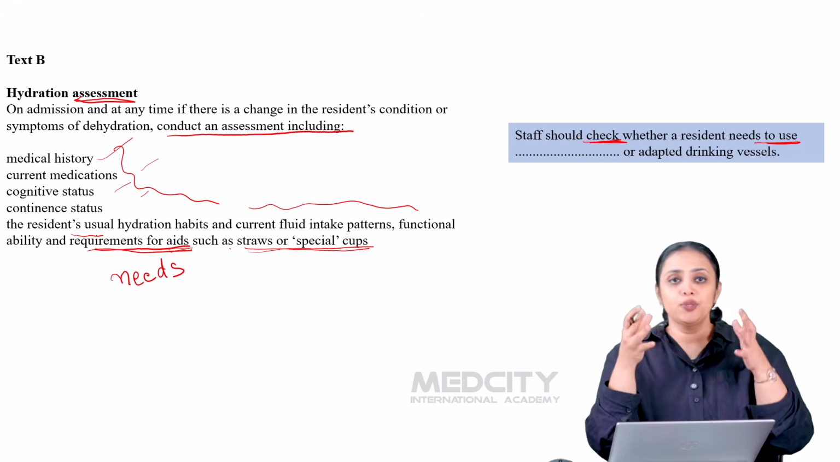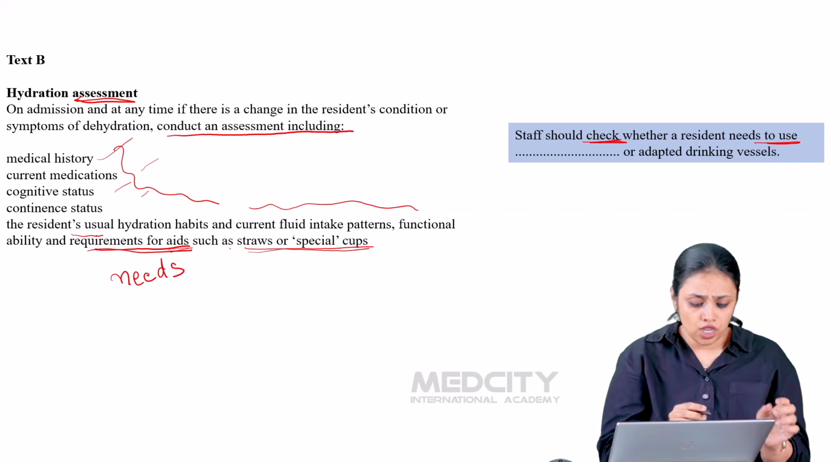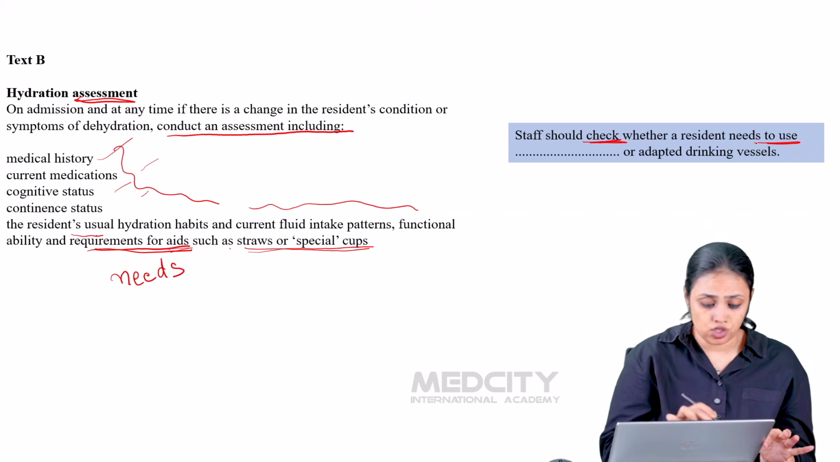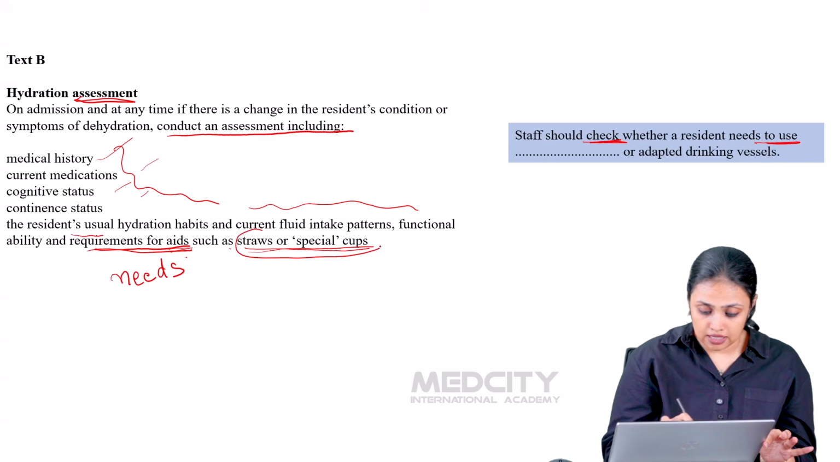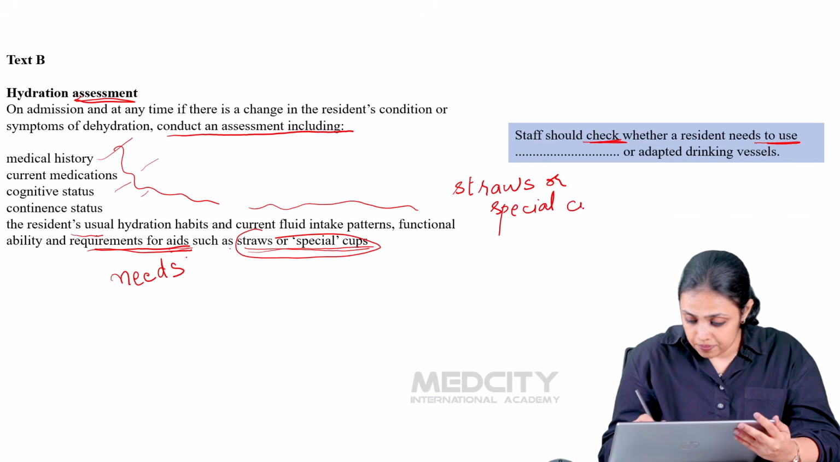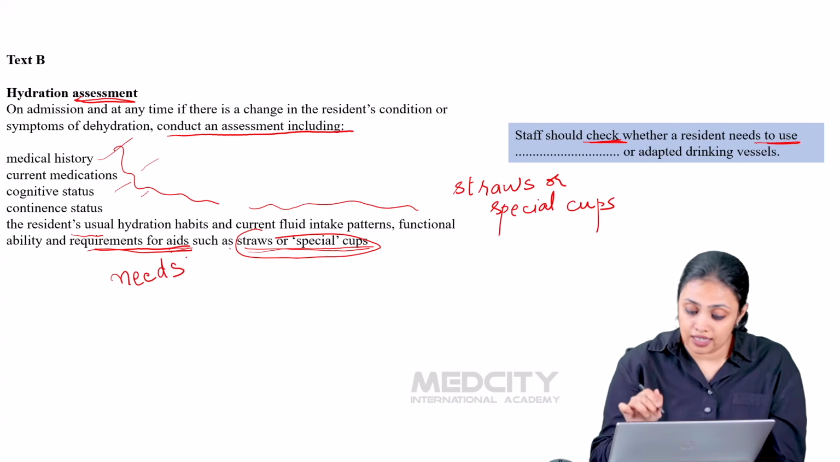Now you know that you have 15 minutes for part A and you have 20 questions, so you'll be in a rush. So immediately as you are able to identify the connection between the question and the text and you understand this is the answer, immediately the students write straws or special cups. I have seen a lot of students write the answer in this way.